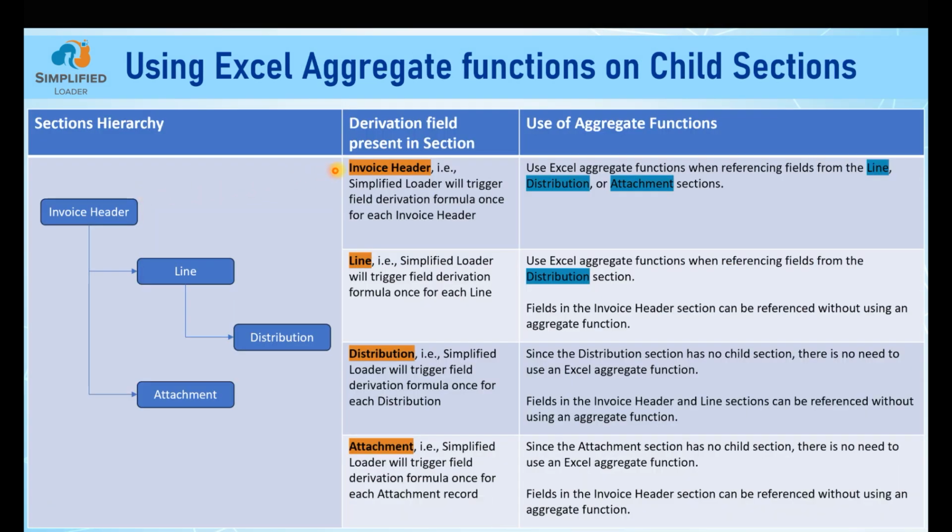Let me illustrate this with some examples on my screen. If the field being derived is at the invoice header level, the formula can reference fields in the line, distribution, or attachment sections. Any reference to a child section must include an aggregate function. If the field being derived is at the line level, the formula can reference a field at the distribution level, but it must use an aggregate function.